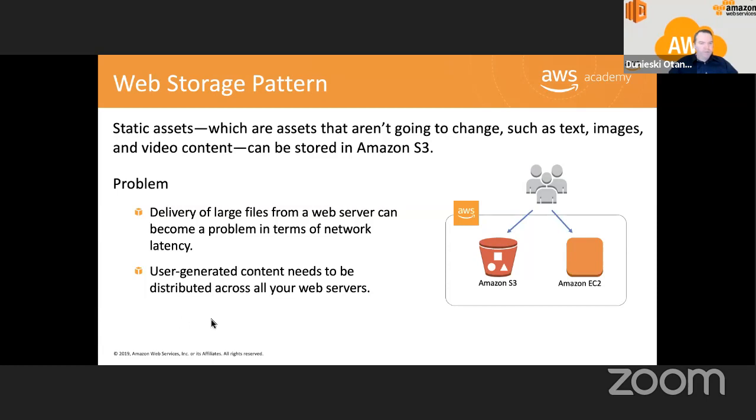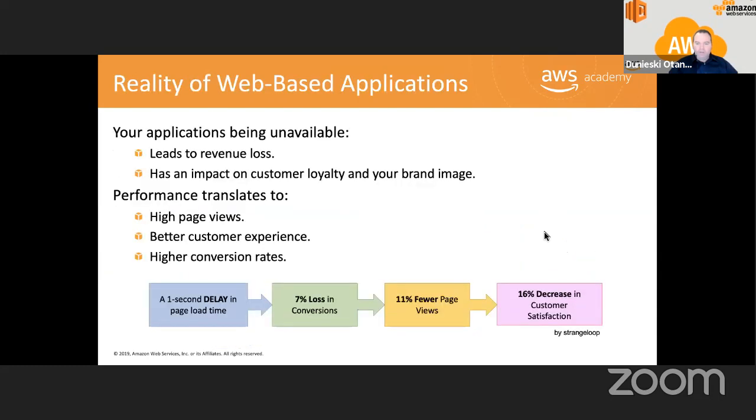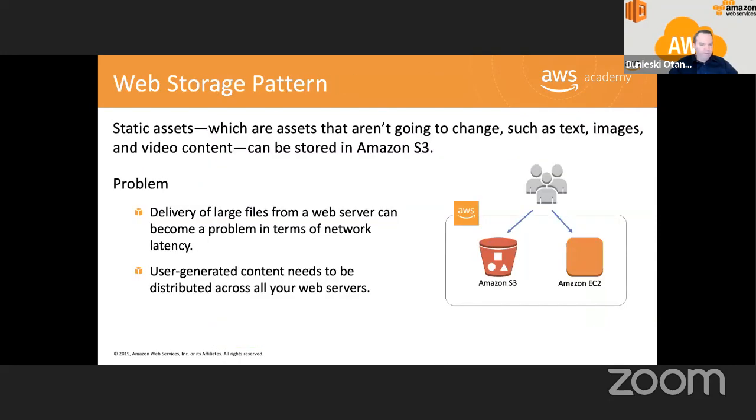Okay, so let's consider this pattern. We have a problem here, right? When delivering a large file from a web server, it can become a problem in terms of latency. It might be a little slow when delivering those files to customers. Probably they want to download something from a website, or watch a video that is embedded in your website, and they might not be able to watch it quickly. There may be latency issues, like the video is a little delayed. That may happen when your website is not performing well.